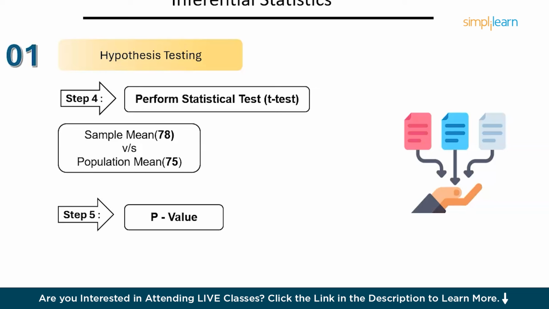The p-value from the t-test is the number that tells us the probability of getting the sample data if the null hypothesis is true. Let's say the t-test gives us a p-value of 0.03. This means there is a 3% chance of seeing this level of improvement if the new method doesn't actually improve scores.